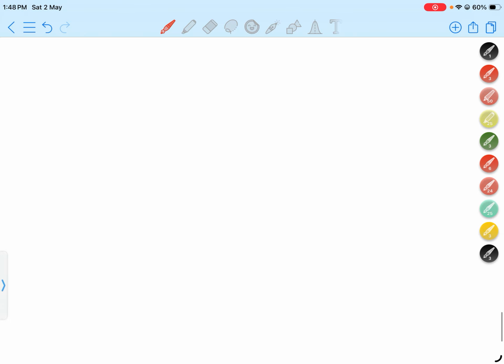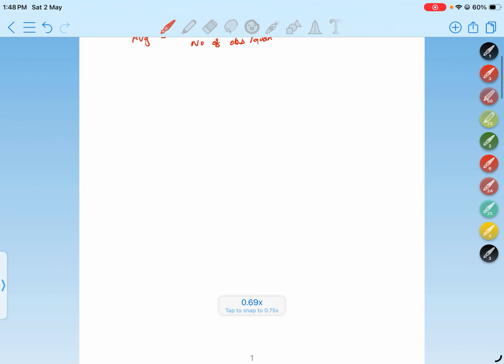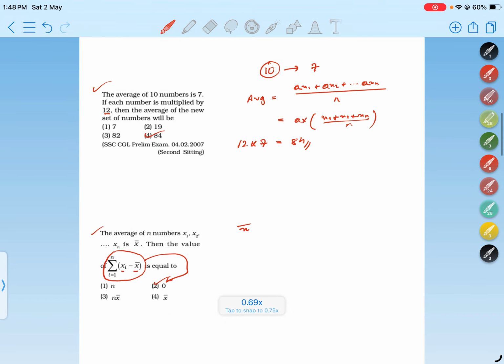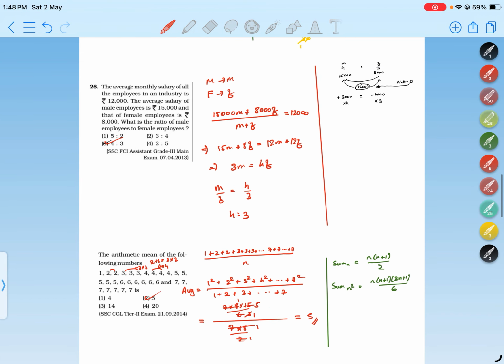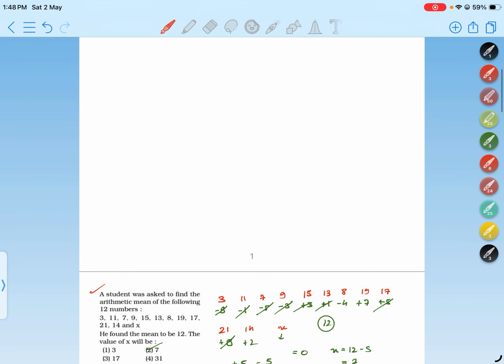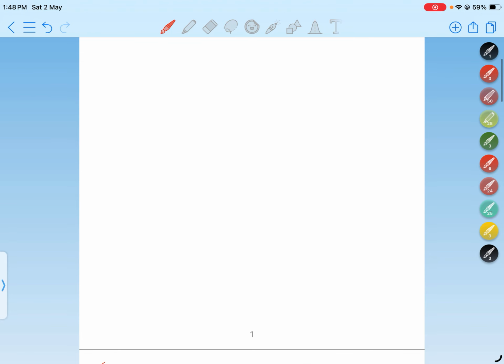So yes, with this we have reached the end of this average session, although I think there will be some more parts of this average topic because there are different types of topics within the topic of average itself.